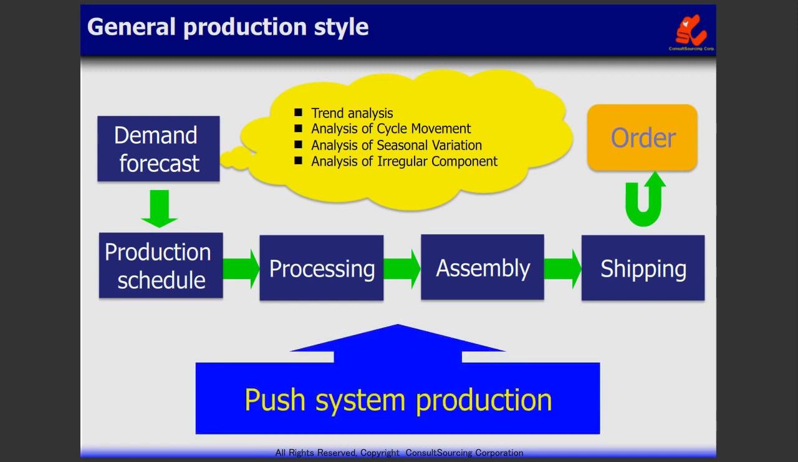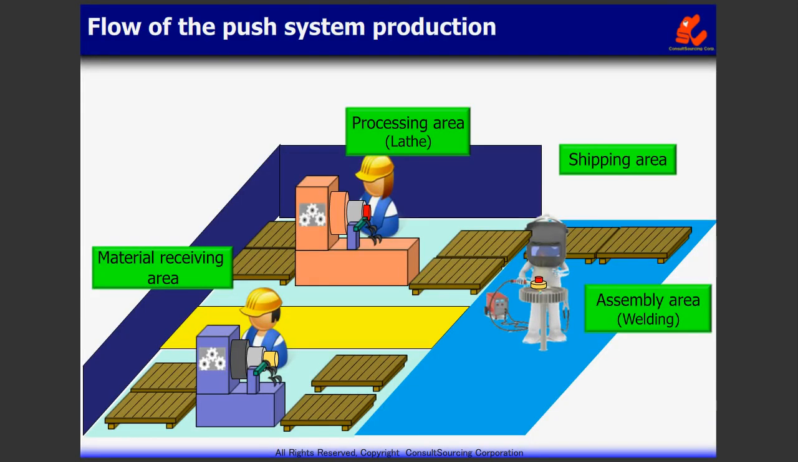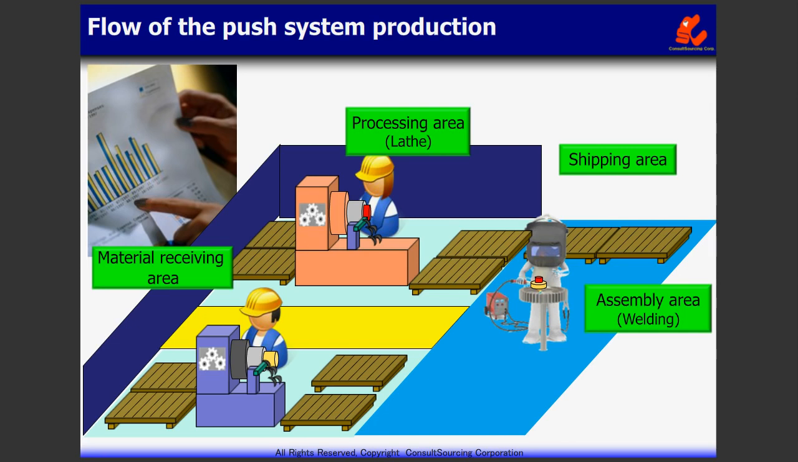This production style is called the push system production. Now, let's look into the details of the push system production. This is an example of a production line where parts are processed and welded. The production schedule is planned out based on the demand forecast and internal information from customers.